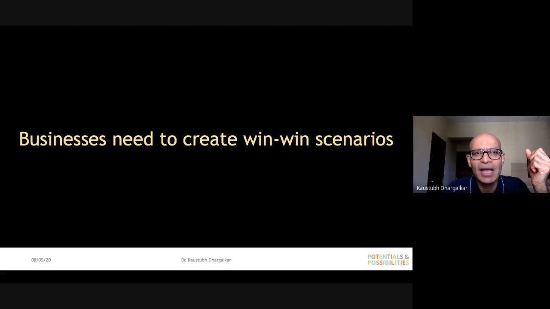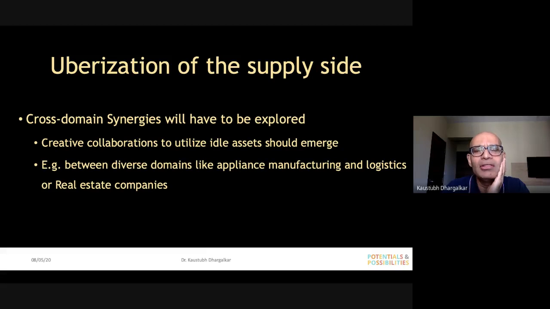So business has to now look at both sides, the demand and the supply side, and has to really create win-win scenarios to be able to go forward, to be able to meet the supply side stress as well as the demand side stress. Now, for this, on the supply side, let us focus first. What I see is that we will really have to look at cross-domain synergies, across not just the domain that you operate in, but across domains as well. Let me take an example. How do we creatively collaborate to utilize these idle assets?